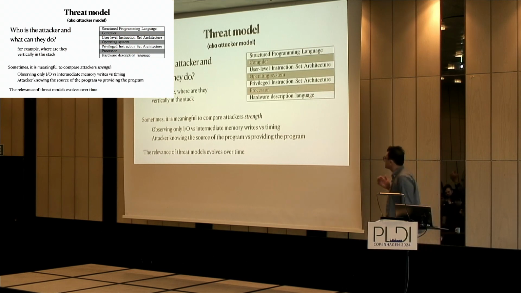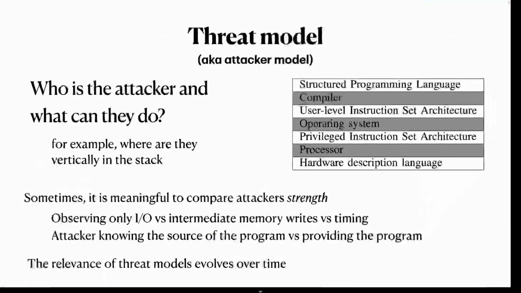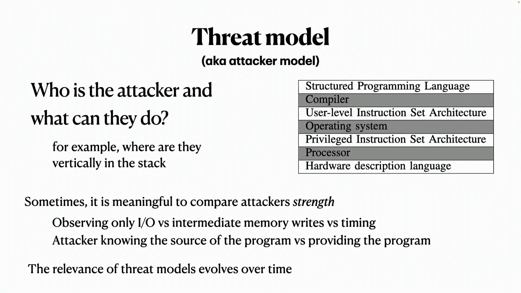So the threat model, right? What is really the threat model? The key question here is really simple. Who is the attacker? What can they do? For example, if you have this picture, where are they in this picture? Where are they on the stack? Right? They can be across the network, they can be on the processor, they can be in the cloud with you, and so on and so forth. And all attackers are valid.